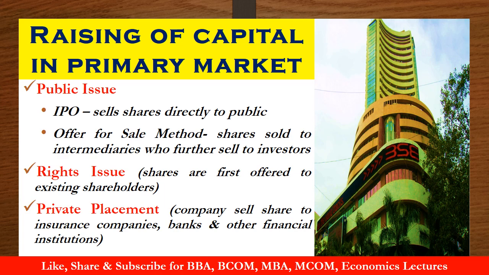Under this method, the sale of securities takes place in two stages. In the first stage, the issuing company sells the shares to the intermediaries at an agreed price. And in the second stage, the intermediaries resell these securities to the ultimate investors at the market price. This price will be higher. The difference between the purchase price and the issue price represents the profit of the intermediaries.